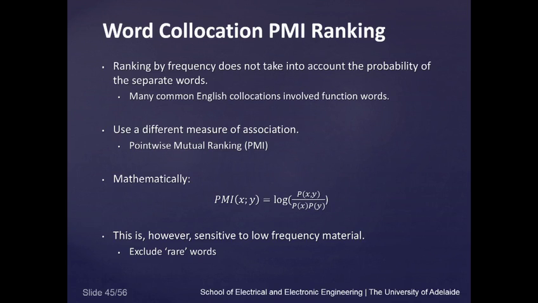Our chosen method was pointwise mutual information. This basically gives the probability of those two words occurring together divided by the probability of each word occurring independently of each other. Using this method, however, it's very sensitive to low-frequency material, so we had to exclude any words that only appeared once or twice within each text.